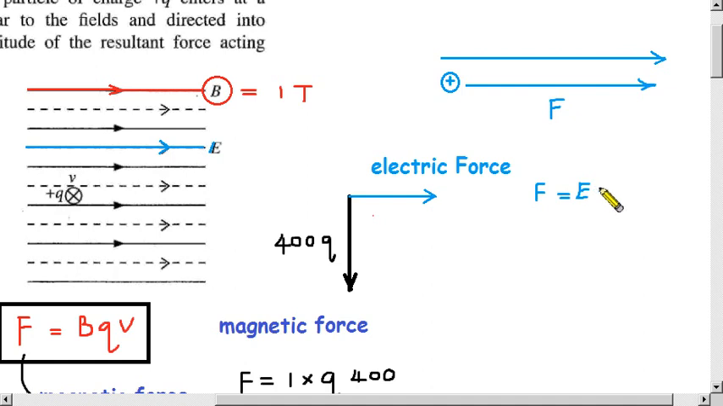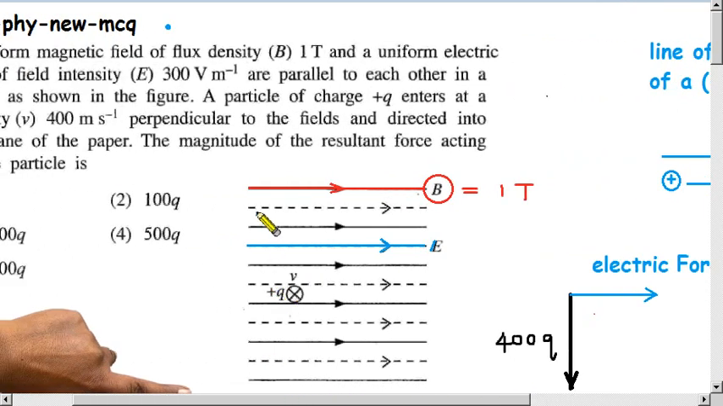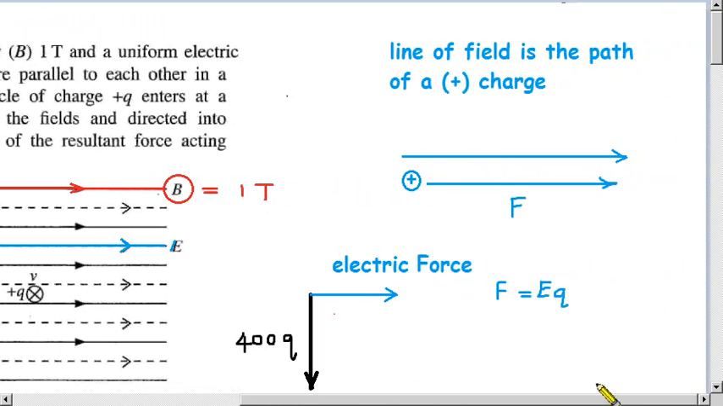E is the field intensity or flux density. Both words are used. You can say either flux density or field intensity. It is given as 300 volt per meter. So let us substitute it. 300 times Q. Q is not given, so we have to use the symbol instead of the value. So F is that one.